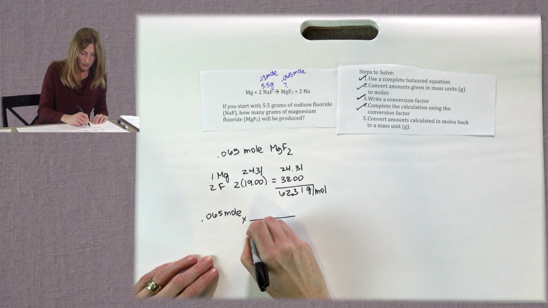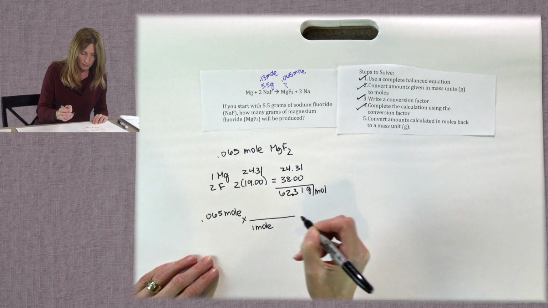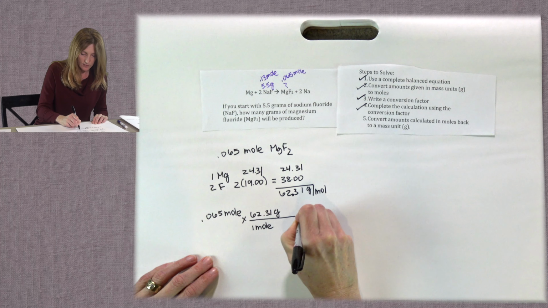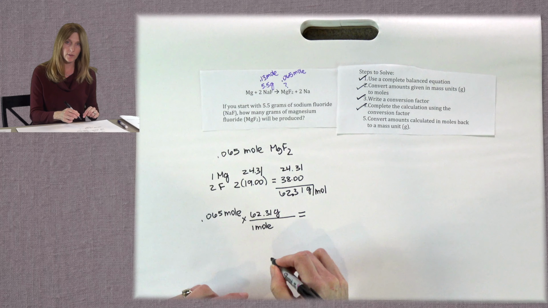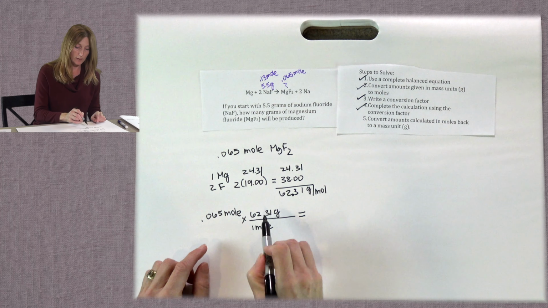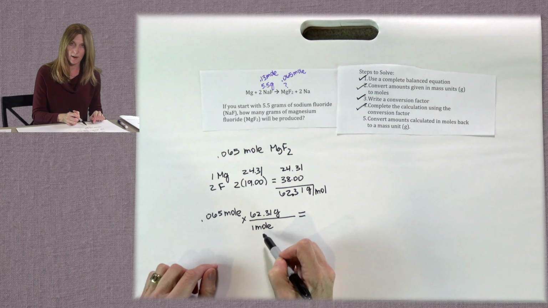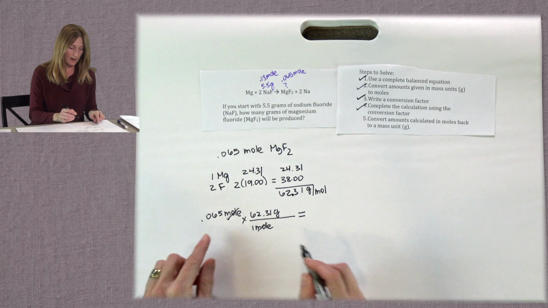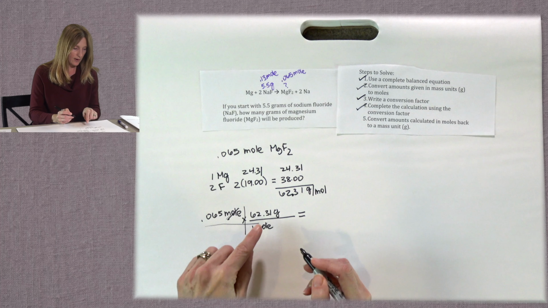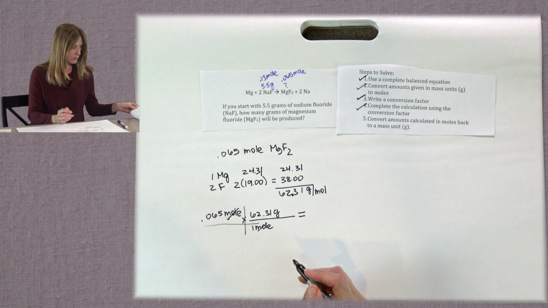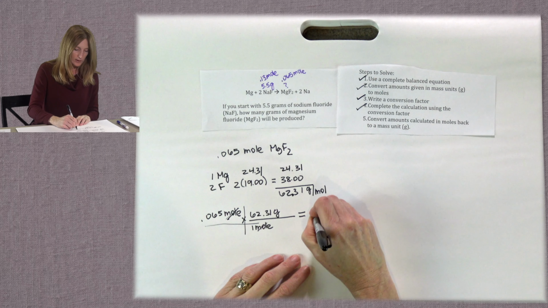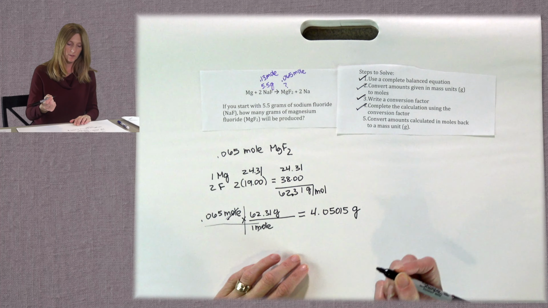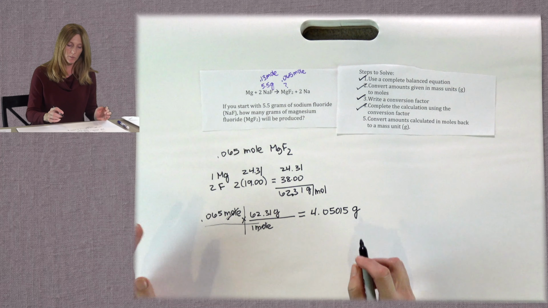We're going to multiply by our conversion factor. 1 mole of magnesium fluoride weighs 62.31 grams. Again, because we wrote out our units, we are positive that we should be multiplying by 62.31 and not dividing because our units cancel out. So now we can take out our calculator. 0.065 times 62.31, we get 4.05015 grams.